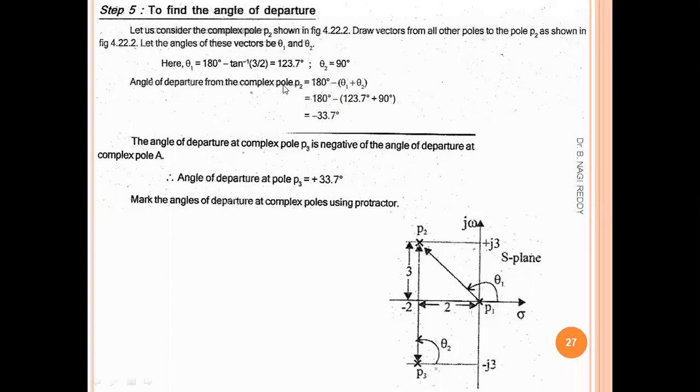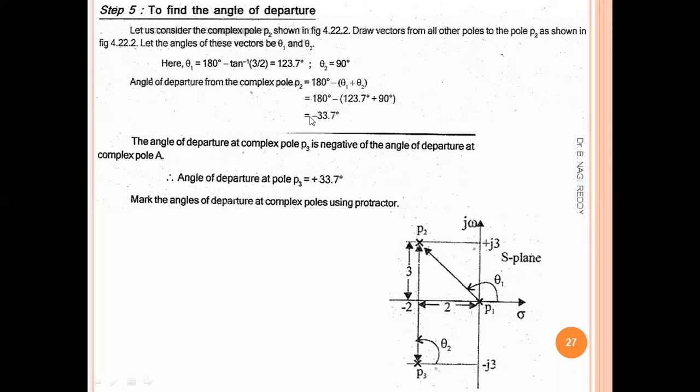So this is at pole P2. In a similar way, we have to calculate the angle at pole P3. But there is no need to do the complete procedure. Why? Because P2 and P3 are both mirror images.